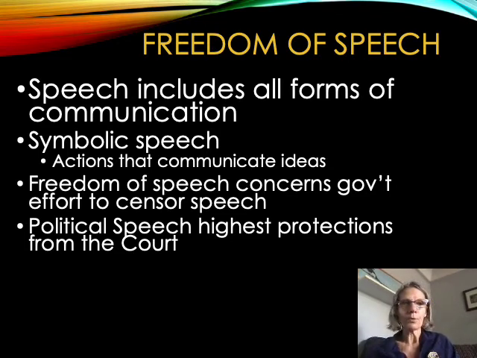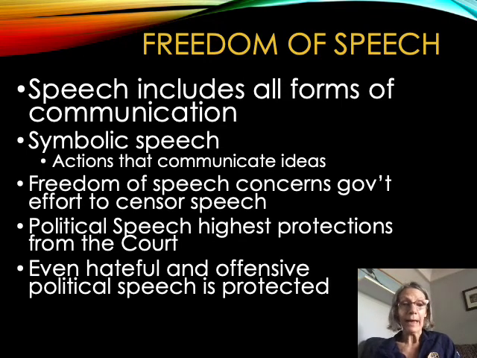And so political speech might be something obvious, like campaigning for a certain candidate, but it could also be promoting and supporting a certain public policy. You could say that you're against abortion, or you're for abortion, you're against same-sex marriage, you're for same-sex marriage. It could be even something like the earth is flat, right? All of that is trying to communicate some sort of idea that you're trying to persuade people of. And the court gives the highest level of protection to speech that's trying to communicate ideas. And that includes even hateful and offensive political speech. That receives First Amendment protection from the Supreme Court.